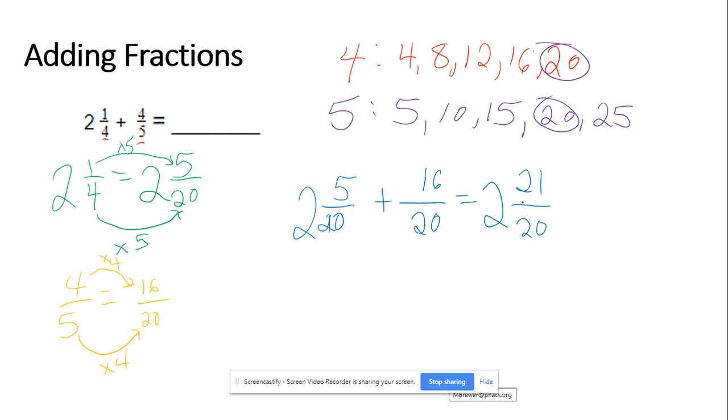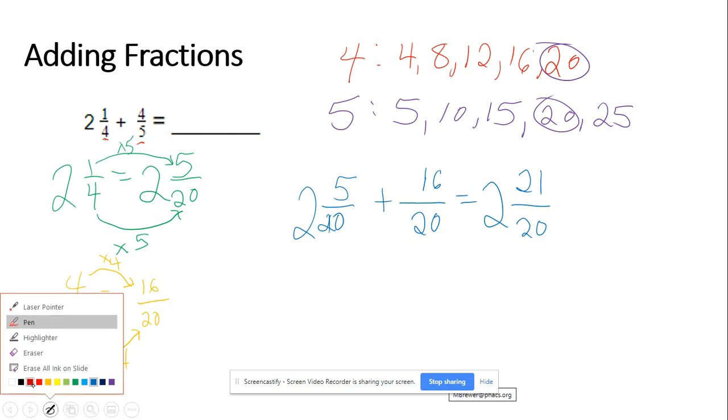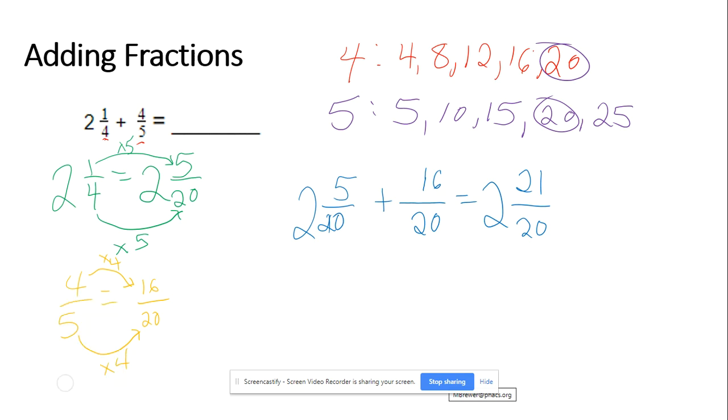Notice the numerator is a little bit bigger than the denominator. That means there's at least one whole in there. So I'm going to use, let's see, maybe this light green. So I'm going to separate this. I see my 2 is my whole number. I know that one whole with a denominator of 20 would be 20/20, and I need to add one more 20th to get to 21/20. So 2 plus 1 is 3, and 1/20 is left over. So our answer is 3 and 1/20.